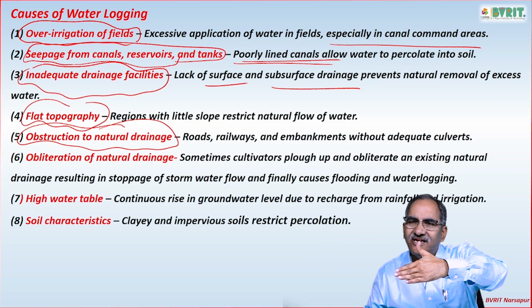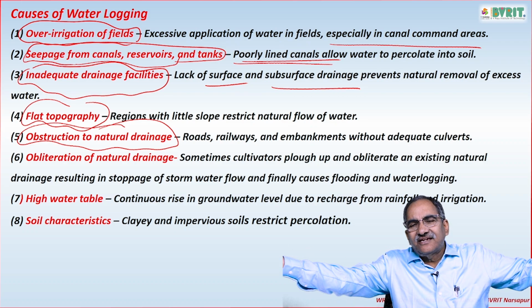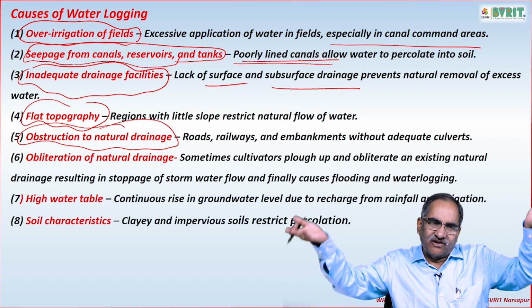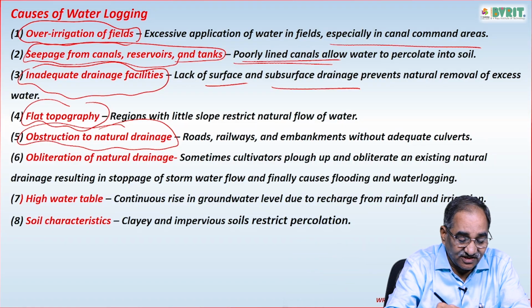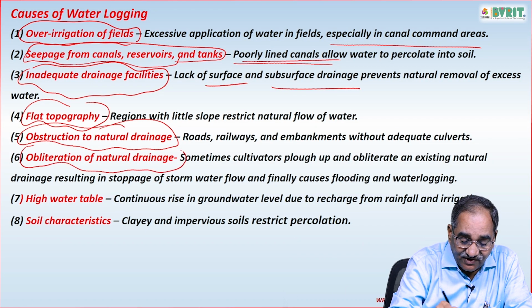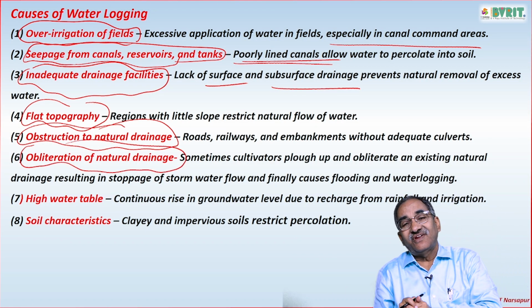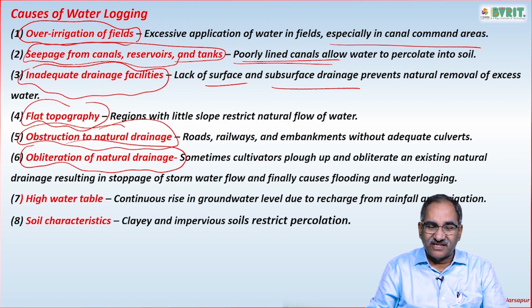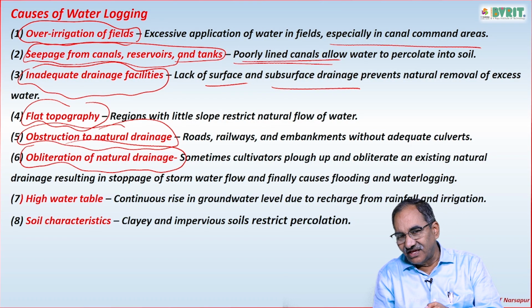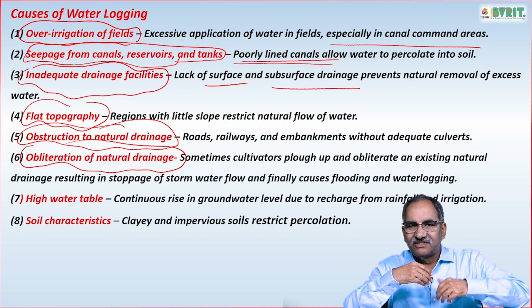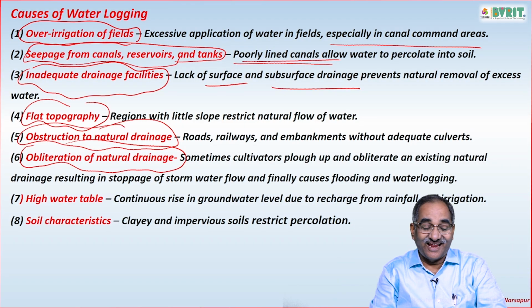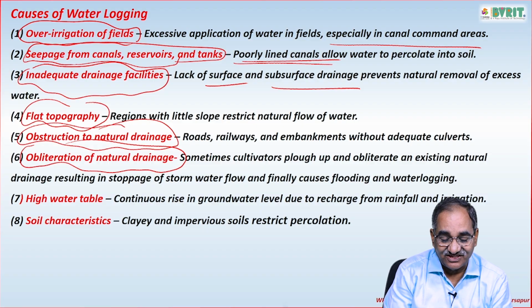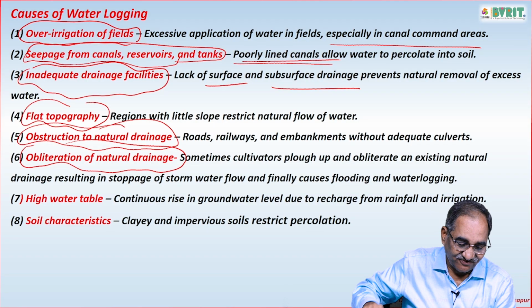Wherever you obstruct the drains, naturally what will happen? The surrounding land becomes completely waterlogged. That means there the water level increases. That is the next thing. Then obliteration of natural drainage. Obliteration of natural drainage means some of the farmers, knowingly or unknowingly, plow it up. While plowing they completely remove the existing natural drainage, resulting in stoppage of storm water. That is one more thing.